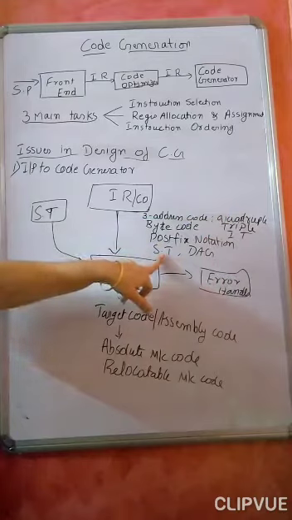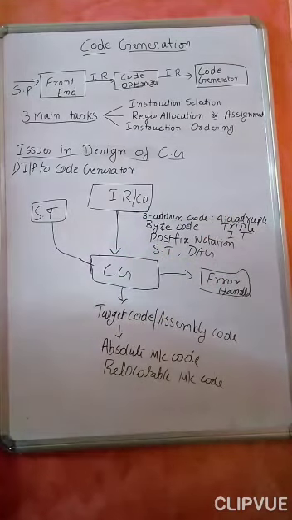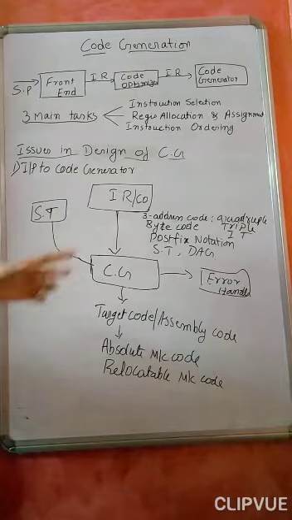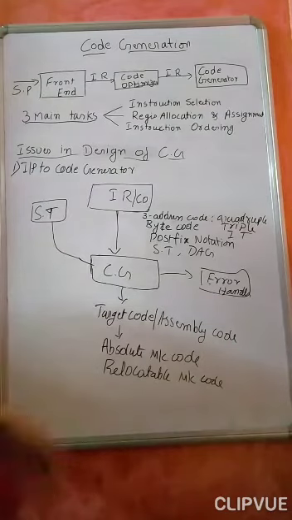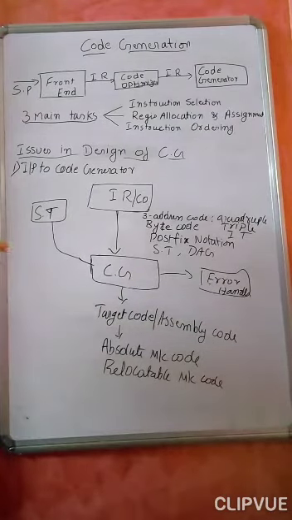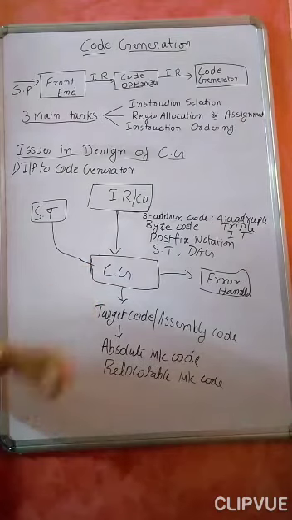Okay, so how to construct the syntax tree and how to construct the directed acyclic graph, that I have also explained to you. They are all intermediate representations, and that will be the input to the code generator. So either it will be a three address code representation, or it can be a syntax tree, or it can be a DAG. That is the input to the code generator.